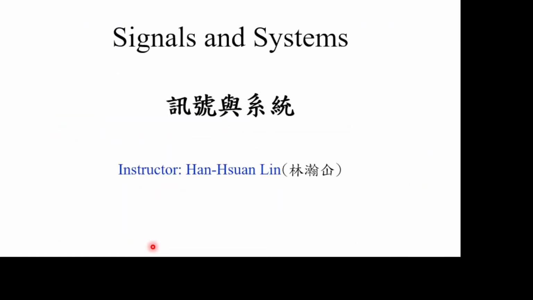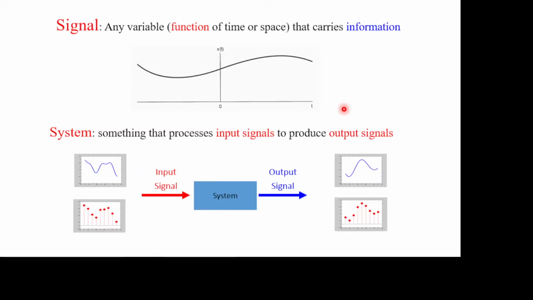So we are going to teach you about signals and systems. So what are signals and systems? So this is signal and the system. And signal is any variable that carries information. And what this means mathematically is that it's a function. And mostly it's a function of time and sometimes space. Think of a function as something like this: the axis is time, and the function goes up and down. And this up and down is some information that you want to convey.